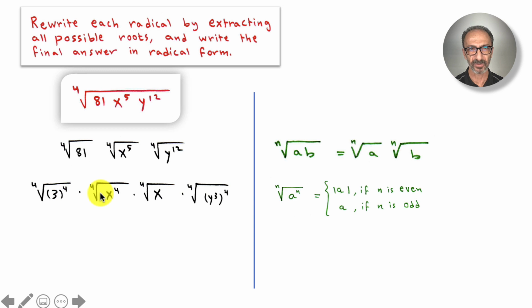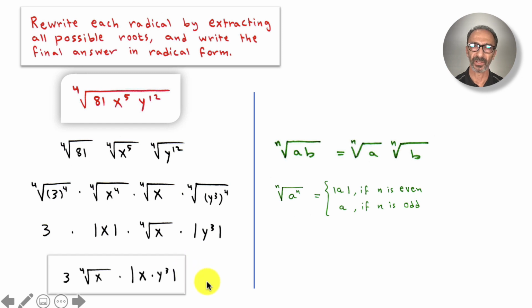That will give me absolute value of x. That will give me absolute value of y to the 3rd. And that cannot be extracted. Put this together and we're done. I have still more examples, so let's keep going.